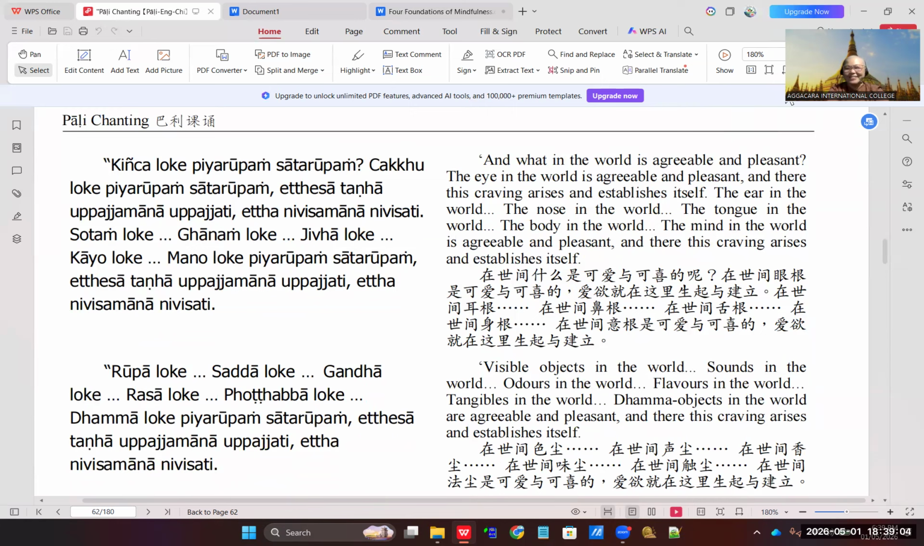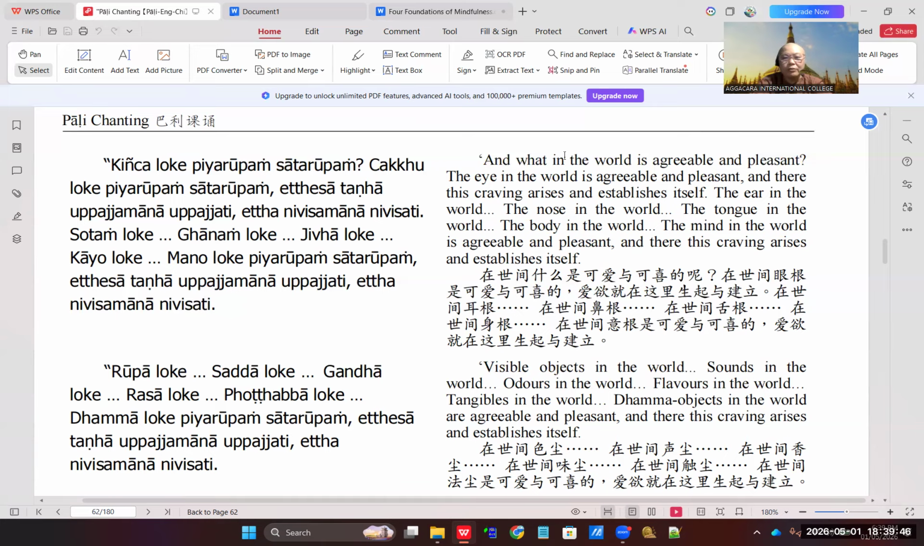And what in the world is agreeable and pleasant? The eye in the world is agreeable and pleasant. And there this craving arises and establishes itself. The ear in the world, the nose in the world, the tongue in the world, the body in the world, the mind in the world is agreeable and pleasant. And there this craving arises and establishes itself. Visible objects in the world, sounds in the world, odors in the world, flavors in the world, tangibles in the world, Dhamma objects in the world are agreeable and pleasant. And there this craving arises and establishes itself.